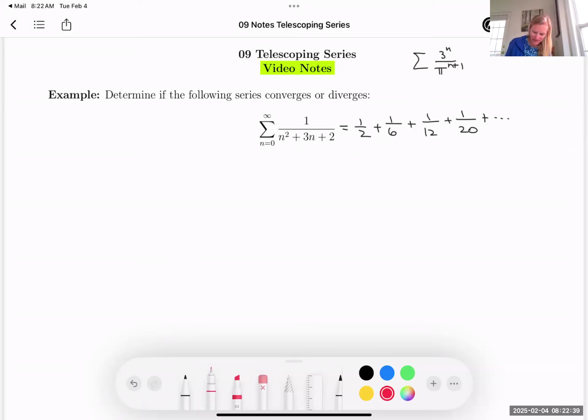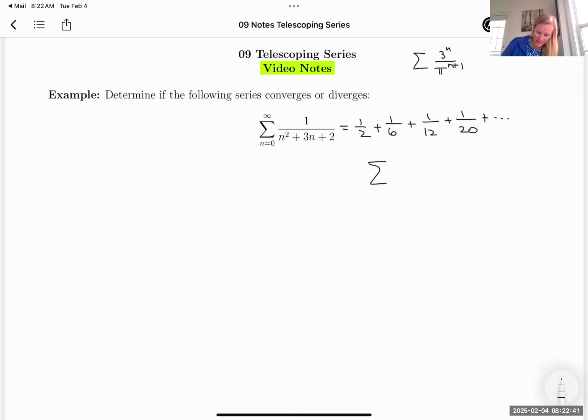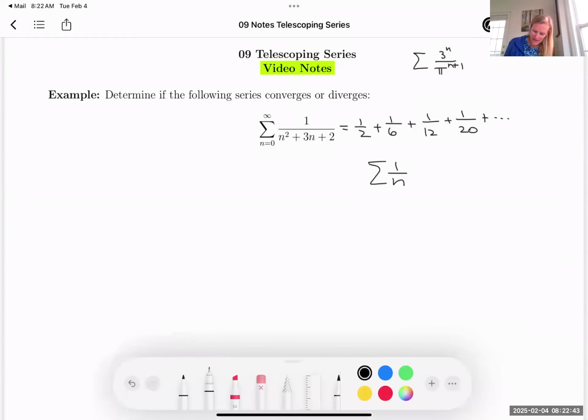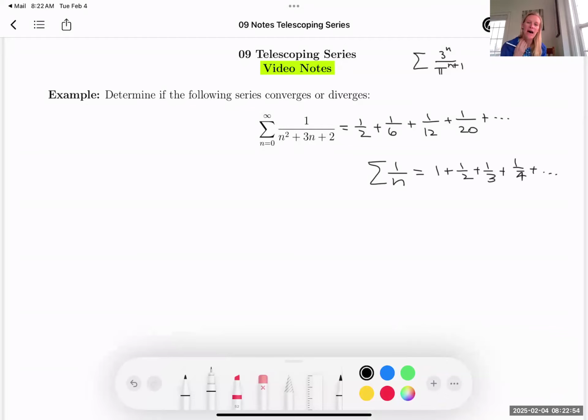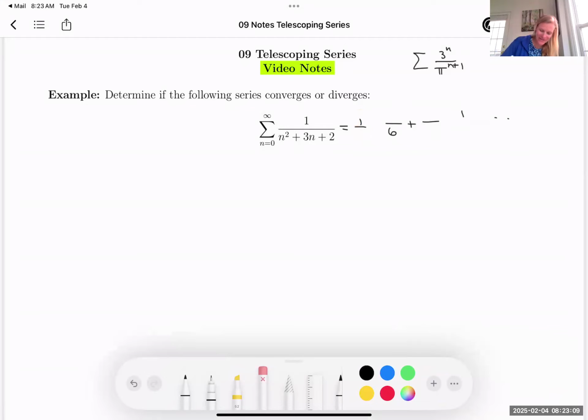Remember the harmonic series looks like 1 over n. So we have things like 1 plus 1/2 plus 1/3 plus 1/4 and so forth, or potentially multiples of those. We see that this does not look like that. We already have the 1/2 in there, and this does not look like multiples of the harmonic series. So we've identified that none of the methods that we have learned so far are going to work on this one, which is always a good place to start.